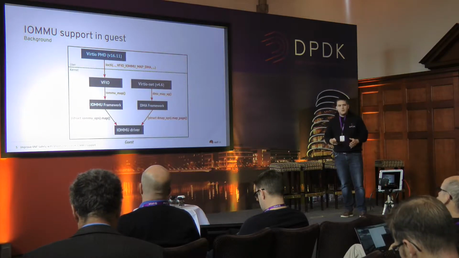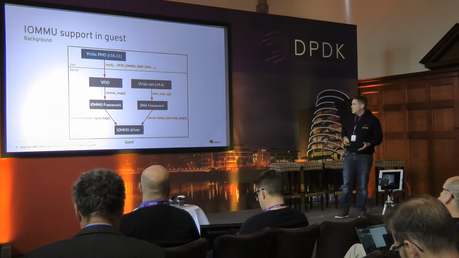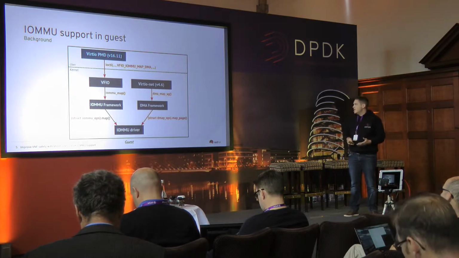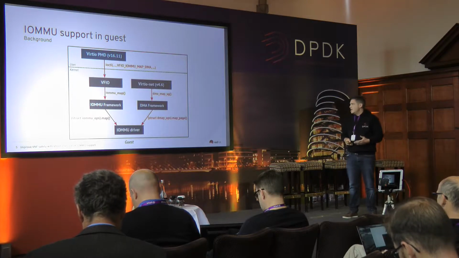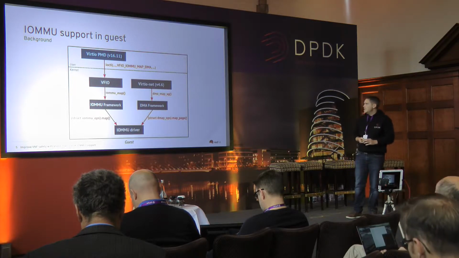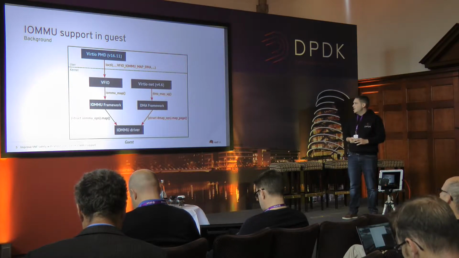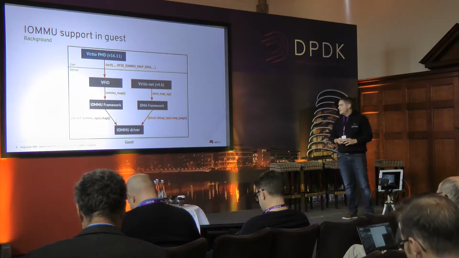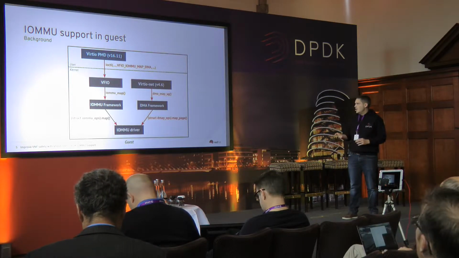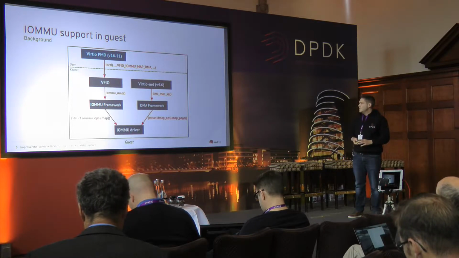So first, what we need is to have the IOMMU support in the guest. And we have it. For the kernel, it's since kernel 4.6 that the virtio-net driver makes use of the DMA map API. And for DPDK, it is available since DPDK 16.11 when using VFIO. So in the end, when you map a page, it ends up in the IOMMU driver, and it can then be trapped by QEMU.